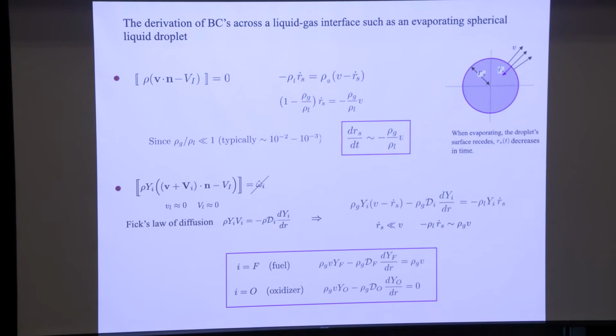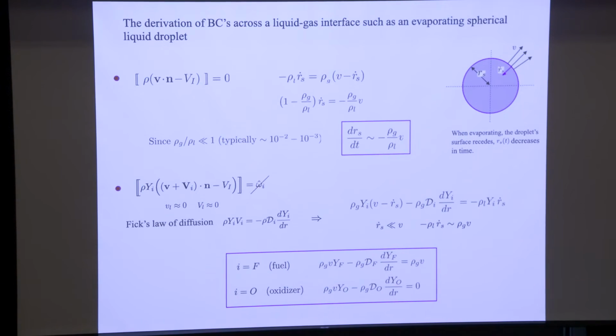You can also obtain what is the proper boundary condition on the surface of the droplet for the species, for example. Again, under natural assumptions such as there is no motion in the liquid, and also diffusion in liquid is usually very small, it's not like in gases, then if you use Fick's law, you can obtain the relation that you see here. Again, they are derived from those jump relations.